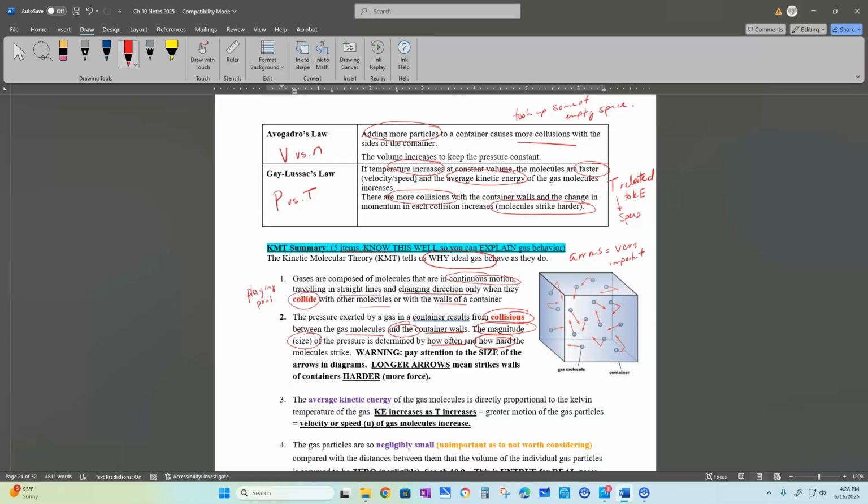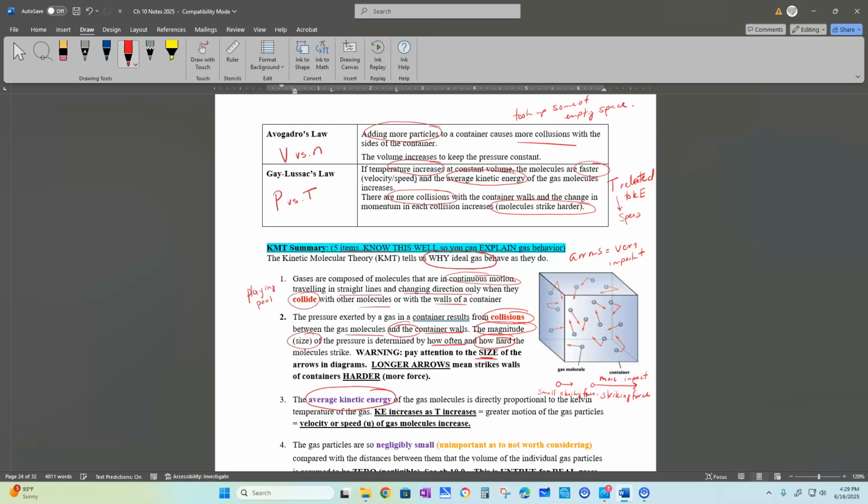Now, you need to pay very close attention to the arrows and the size of the arrows. When you have a molecule that has a small arrow versus a molecule that has a longer arrow, that doesn't mean distance. That means striking force. An arrow that is longer has a harder striking force with the wall, versus a little arrow has a small or low striking force. This one will have more of an impact when it strikes the container or other gas molecules because of the length of the arrow. So pay very close attention to the arrow. The longer the arrow, the more force it's striking the container.